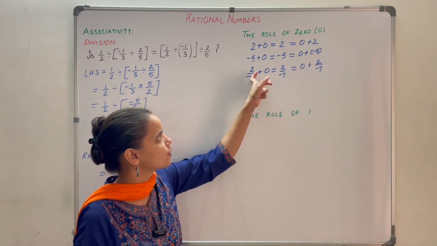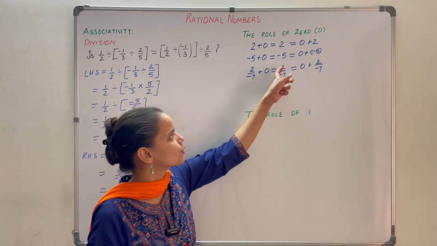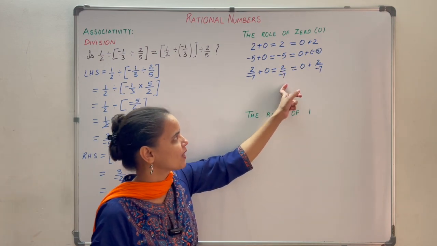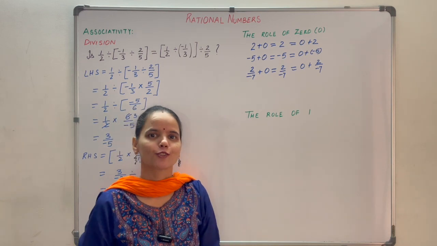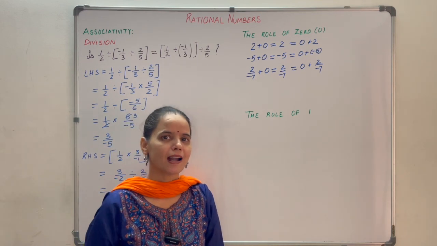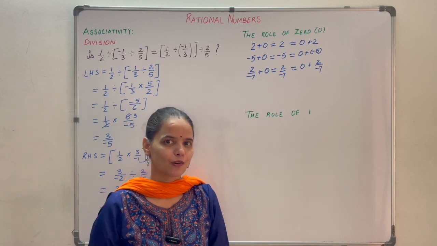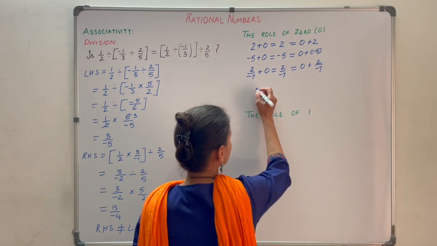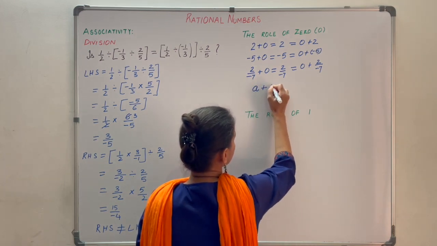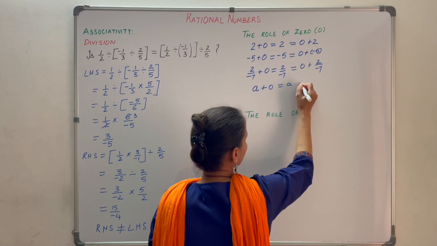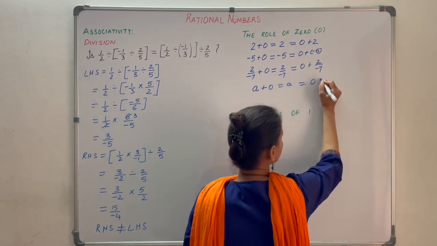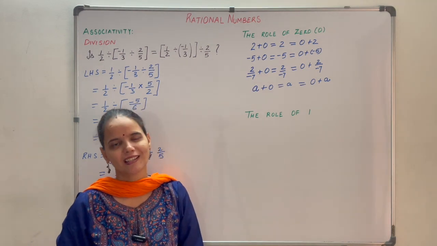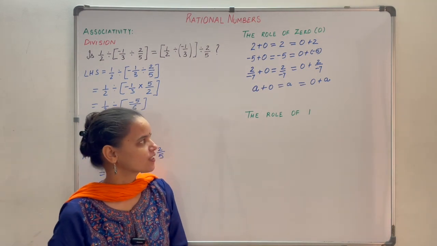Here we are adding 0 to 2 upon minus 7. So you got 2 upon minus 7. Here we are adding 2 upon minus 7 to 0. So you again got 2 upon minus 7. So we say that 0 is the additive identity for whole numbers, integers and rational numbers. So if you have any rational number, say a, if you add 0 to it, you will get a. Or you add a to 0, again you will get a. So we say that 0 is the additive identity for rational numbers.